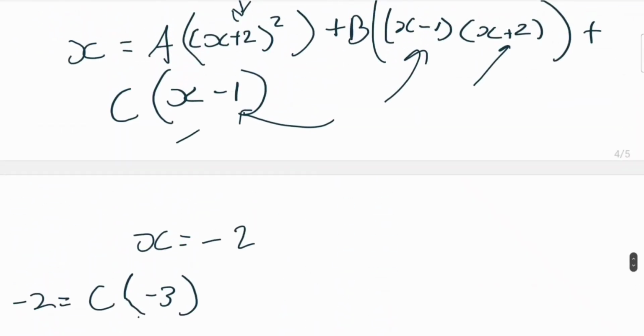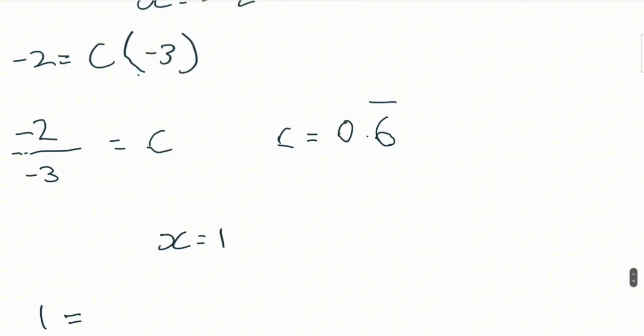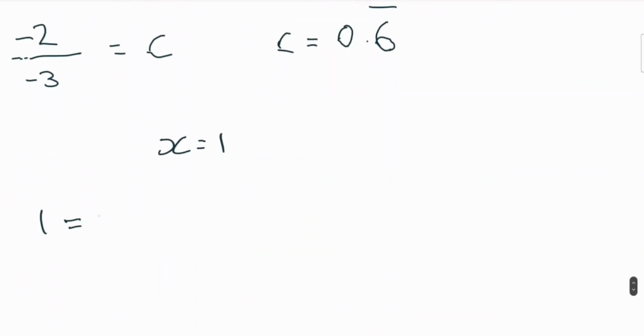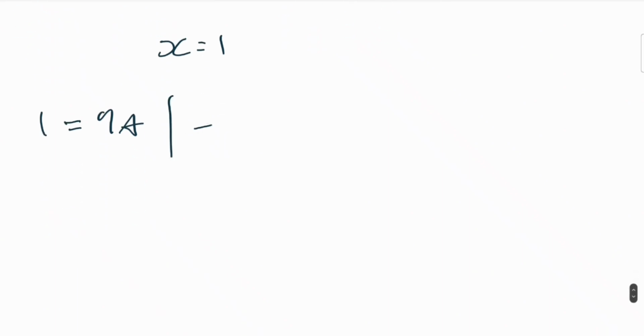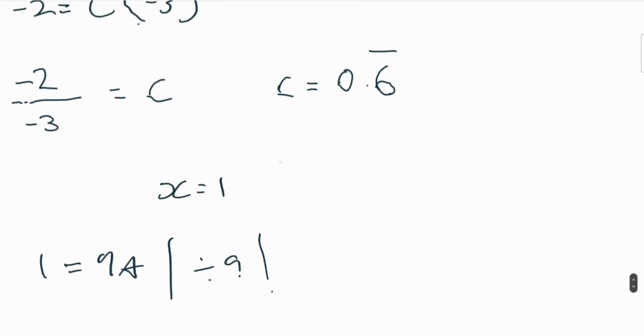So x equals 1 to cancel out this negative 1. Okay, so that means that 1 is going to be equal to, if we look here, A to the 9th, or 9A. Okay, so we're going to divide by 9, both sides of the equation. So 1 divided by 9 is going to be equal to 0.1 recurring. So A equals 0.1 recurring.